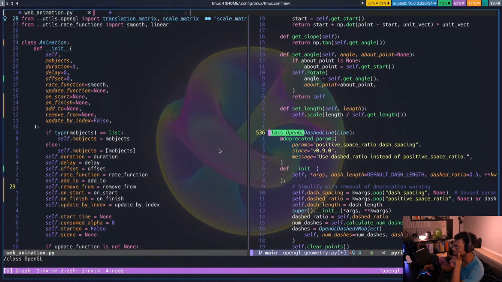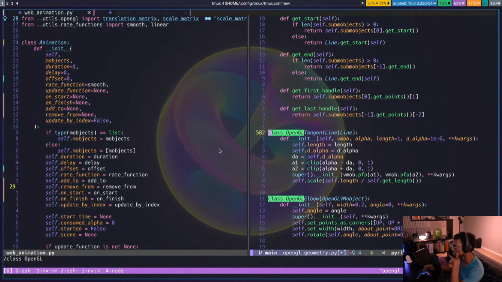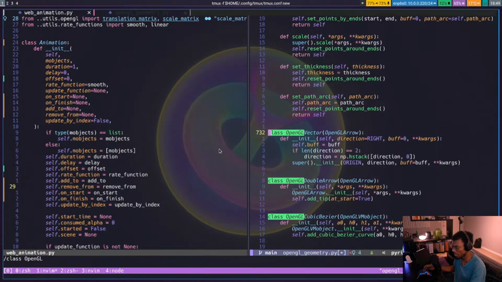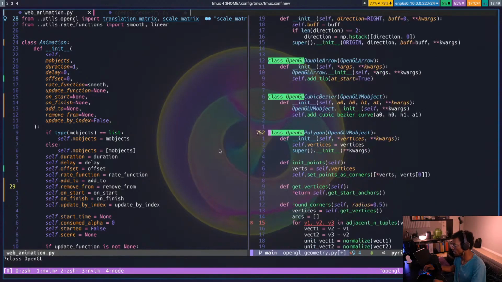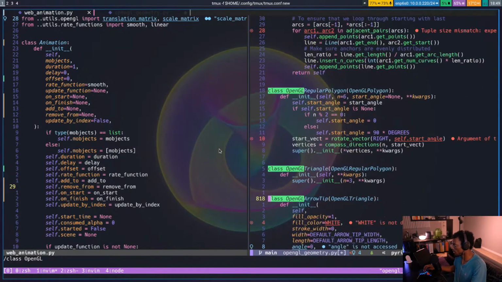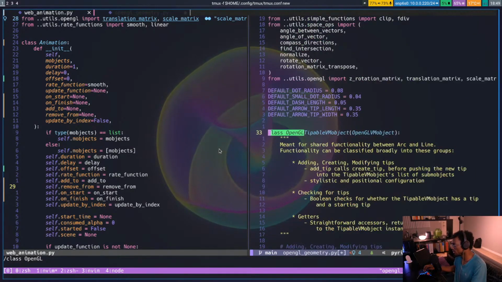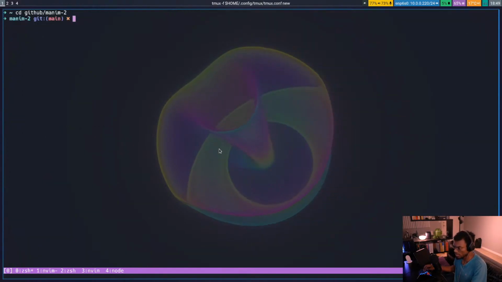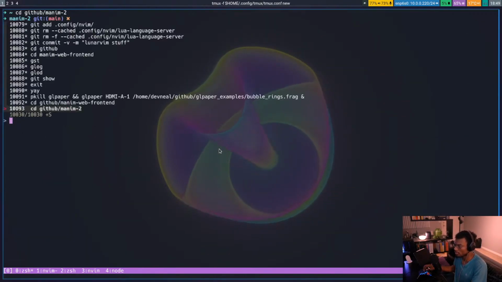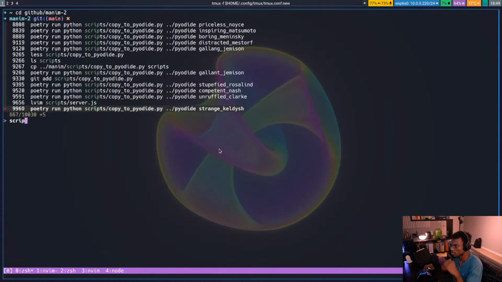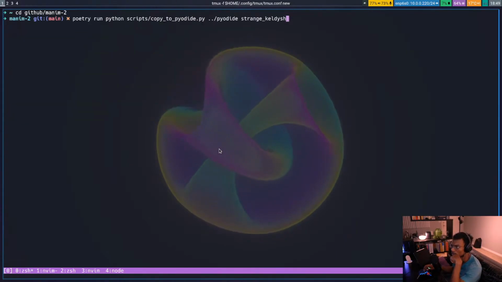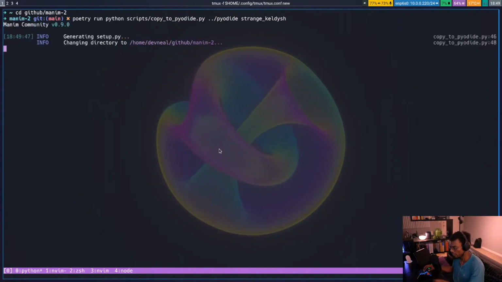Dashed line, probably won't need. Tangent line, I don't think I understand. Maybe arrow. Maybe polygon. Or triangle, possibly. Mostly I think I don't need to deal with that. And then I'll just recompile that. I haven't done this in a while.